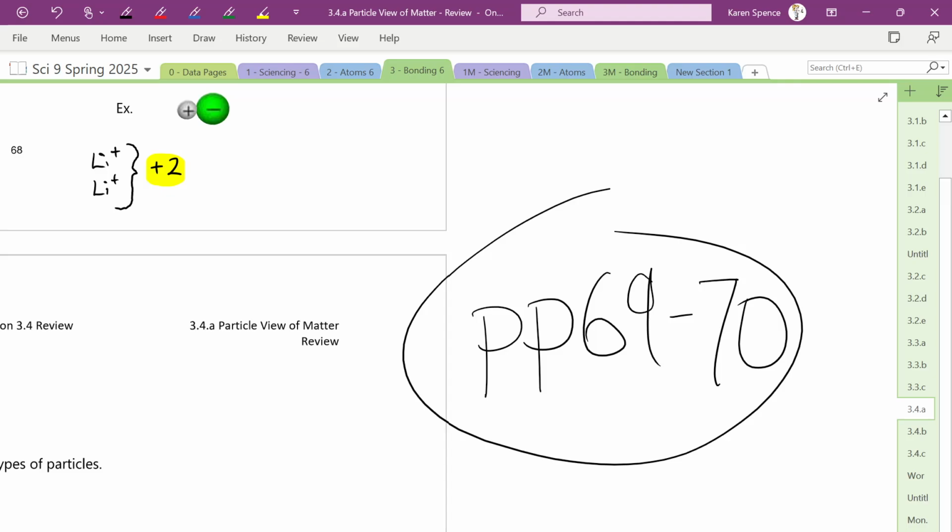Ion, is that neutral? Positive. If I do this, neutral. Is this one neutral? Neutral.